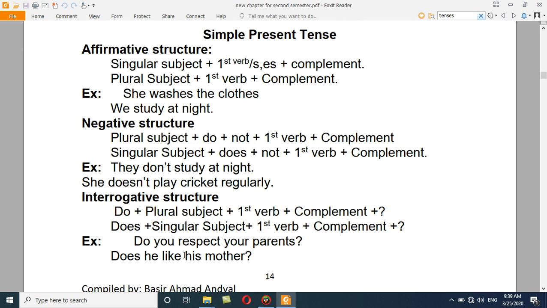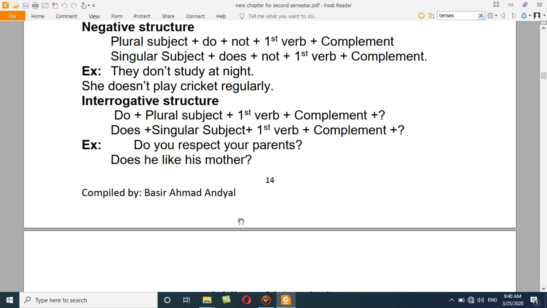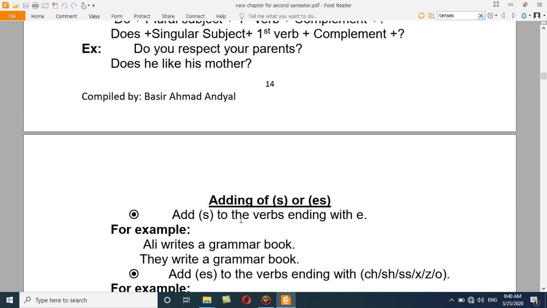Example: do you respect your elders, or do you respect your parents? Do you go to school, or do you speak Arabic, and so on. So for singular subject we say does he like his mother, does he go to school, does he practice at home, and so on. So make your own examples in interrogative structure and practice. So these were the structures.